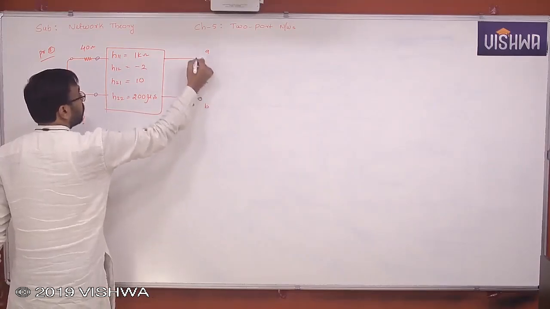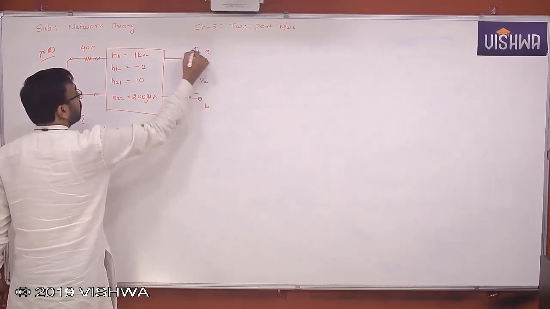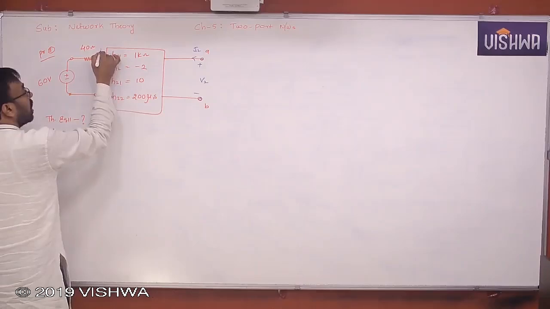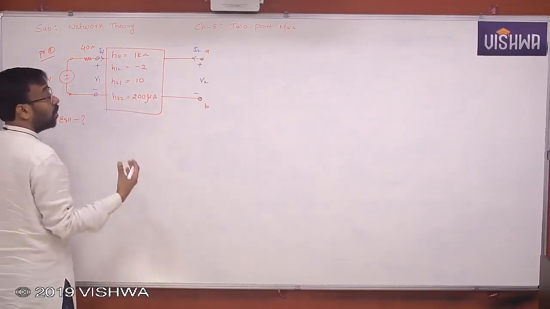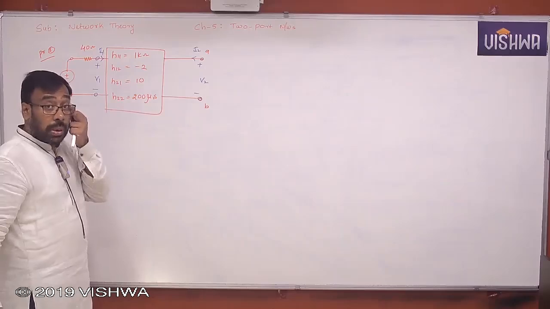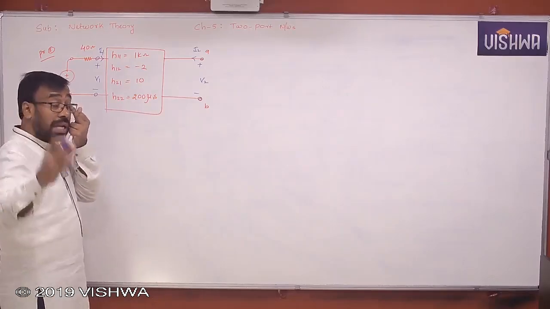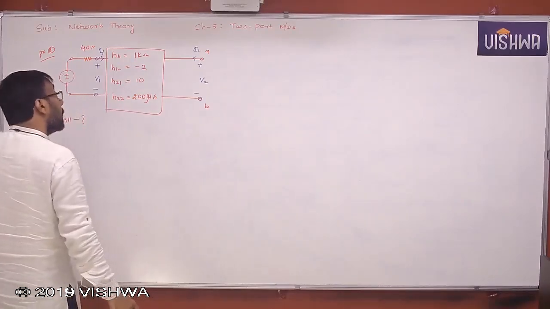V2. What about this? I2. What about this? I1. This is V1. It is not given, but I am able to identify that. Yes or no? Okay. So that is already given in your classroom workbook. Please check with the problem clearly.